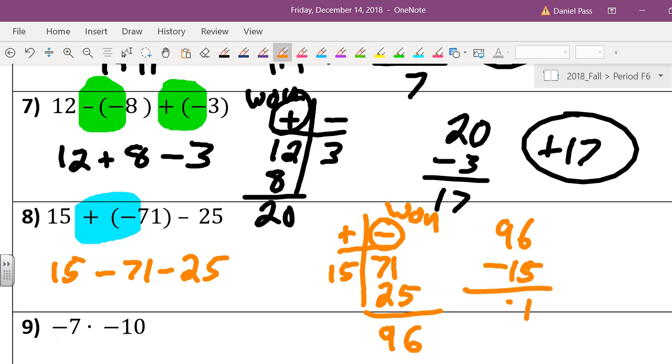Okay, let's see what we get. 81. Is that what you guys got? Okay, so the answer is negative because the bad guys won.